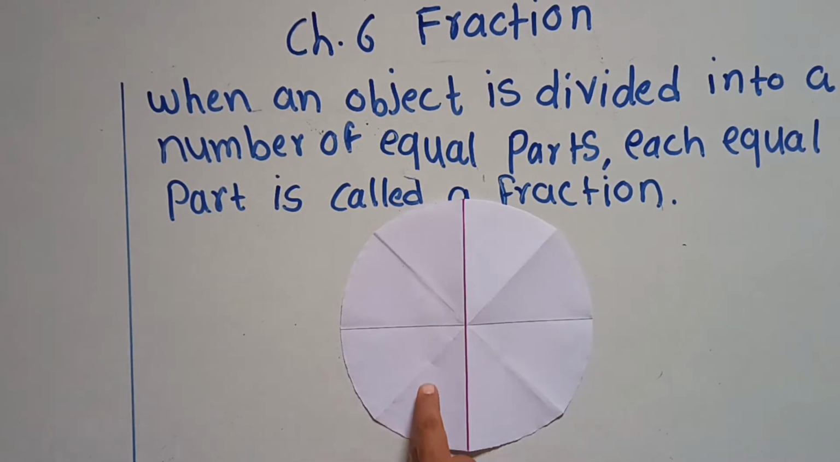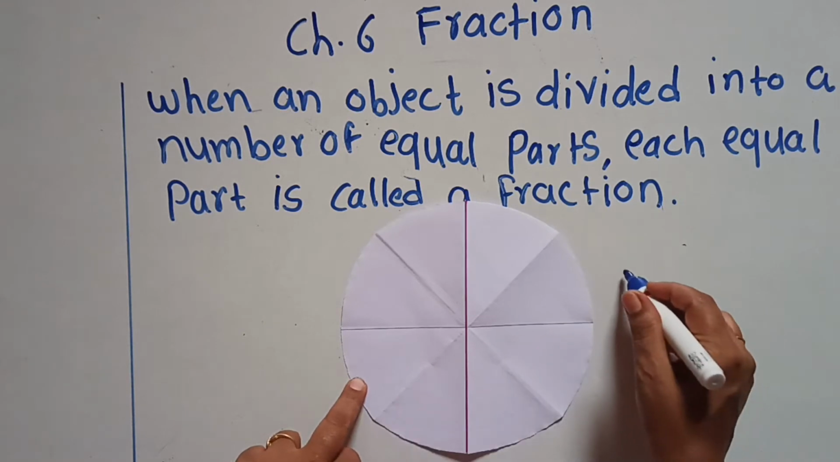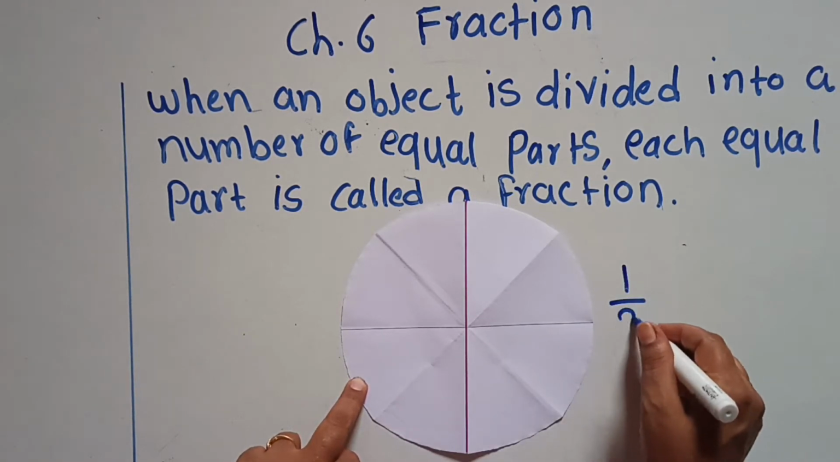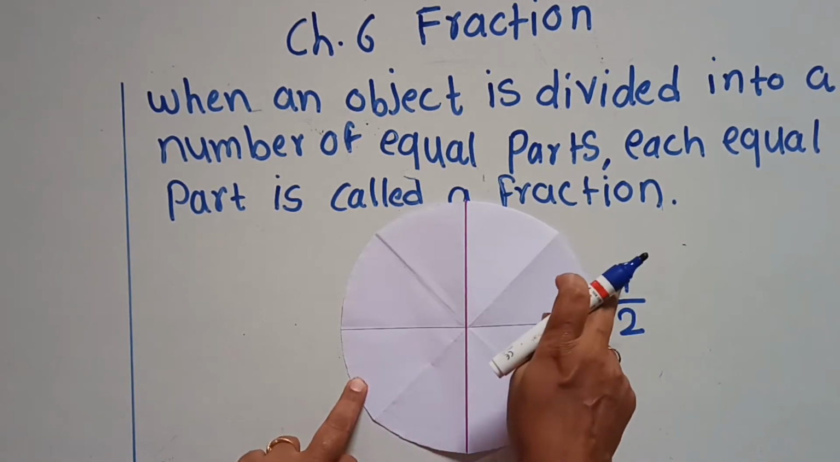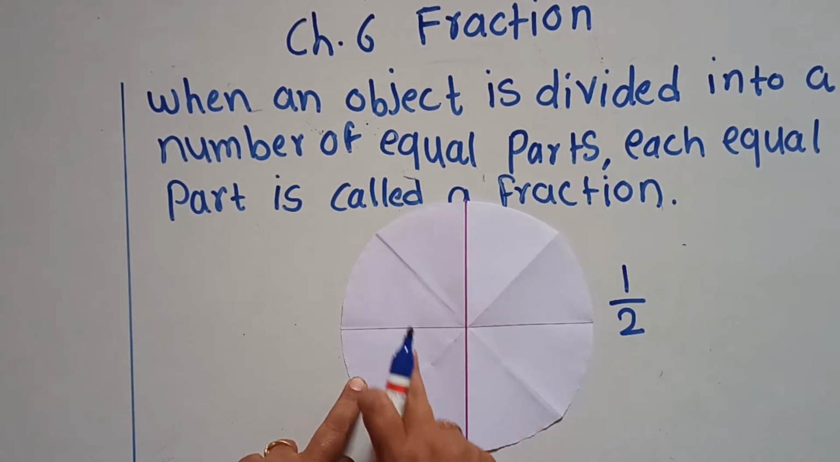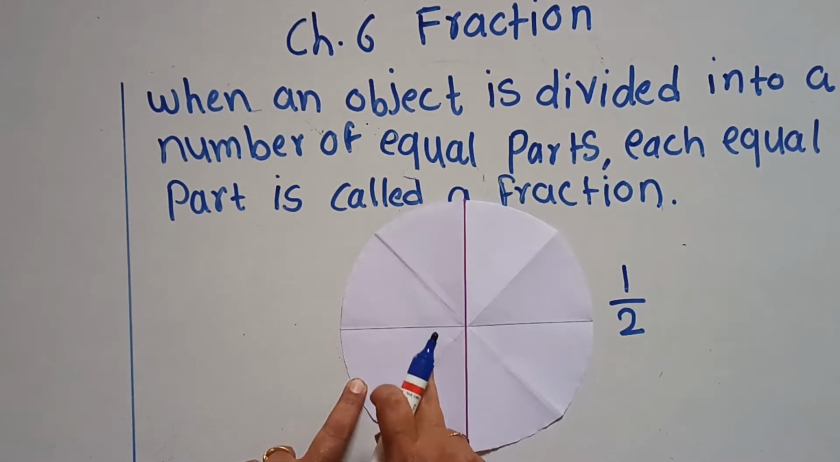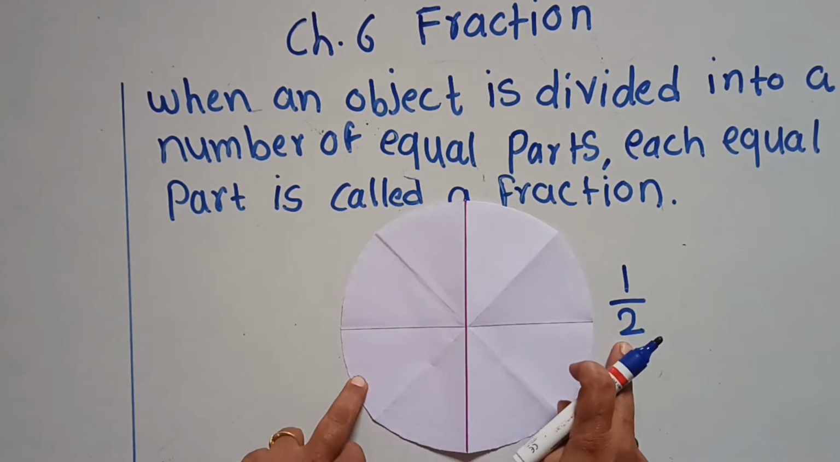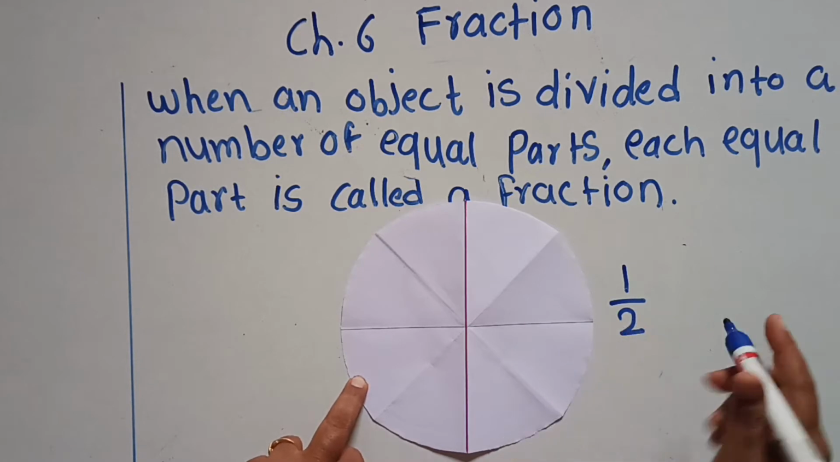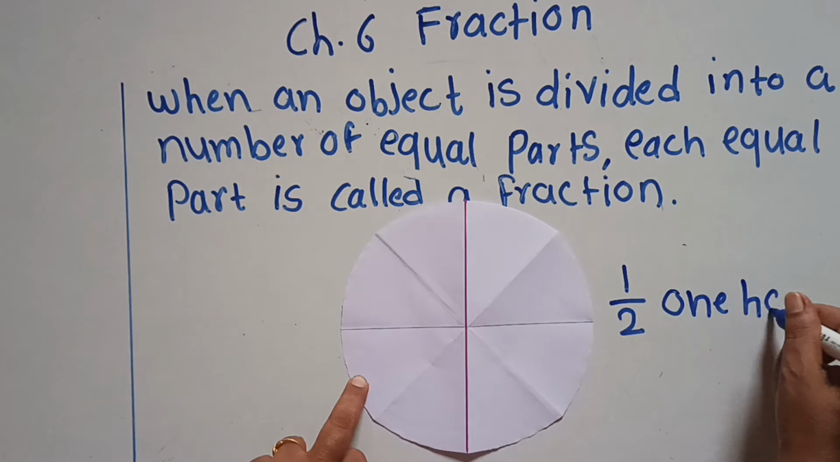Now this is a half part, and see here children, we write this half like this: whole part means 1, and 1 of two parts. So this part is half. This is called 1/2.